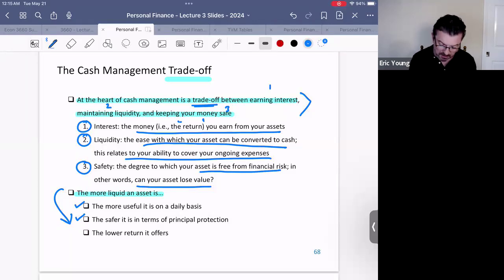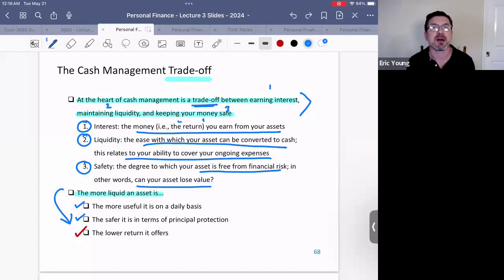So liquidity makes it useful on a daily basis. It makes it safe in terms of what we're going to call principal protection, protecting the value of your cash. But the trade-off is, it's going to offer you a very low return. Cash does not grow in value rapidly. The assets that we invest in that we expect traditionally to grow in value, to appreciate, to generate wealth for you, tend to not be all that liquid, and they're definitely going to have some risk involved.